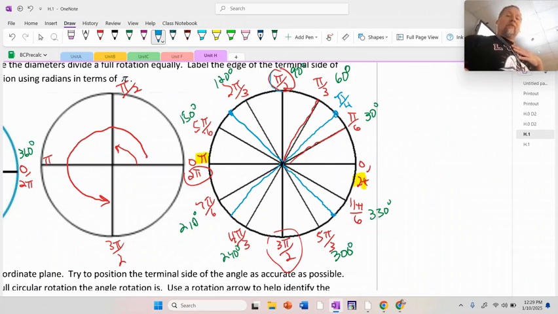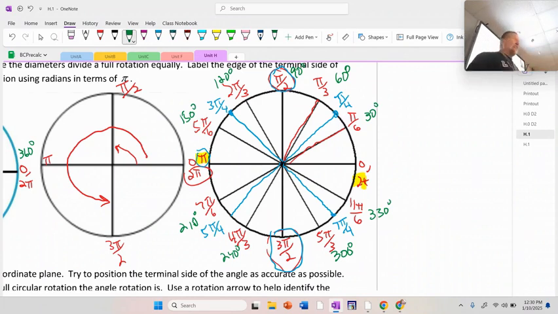Isn't this 2 pi over 4? What's after 2 pi over 4? 3 pi over 4. What's after 3 pi over 4? Isn't this 4 pi over 4, right? What's after 4 pi over 4? 5 pi over 4. What's after 5 pi over 4? Isn't this 6 pi over 4? What's after 6 pi over 4? 7 pi over 4. Now let's get my green for all degrees. What's half of 90 degrees?